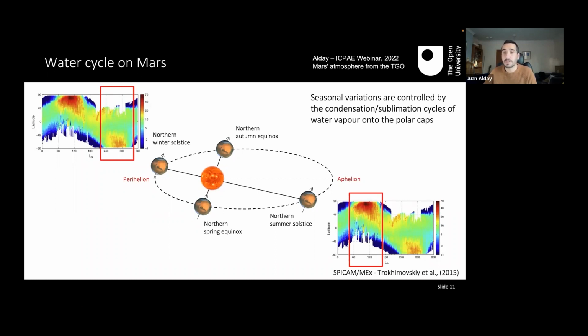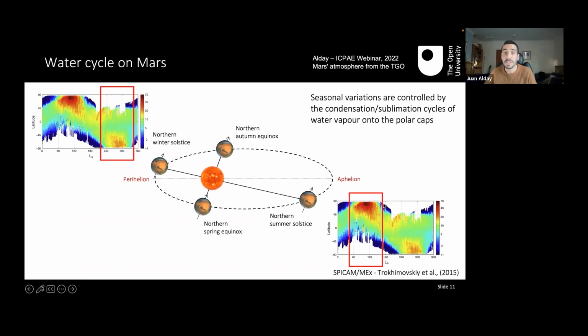So let's start, for example, with the aphelion season that coincides more or less with the summer season in the northern hemisphere. During that season, what we observe is high abundances of water in the summer hemisphere, so in the northern hemisphere, because the polar caps sublimate and release water vapor to the atmosphere. While for that same period in the winter hemisphere, the southern one, we observe low abundances of water because the water condenses onto the polar caps.